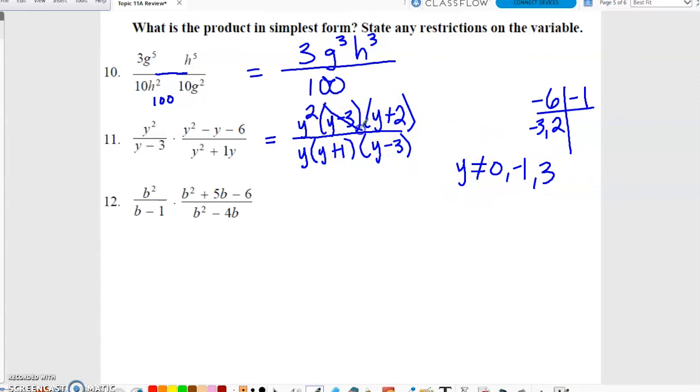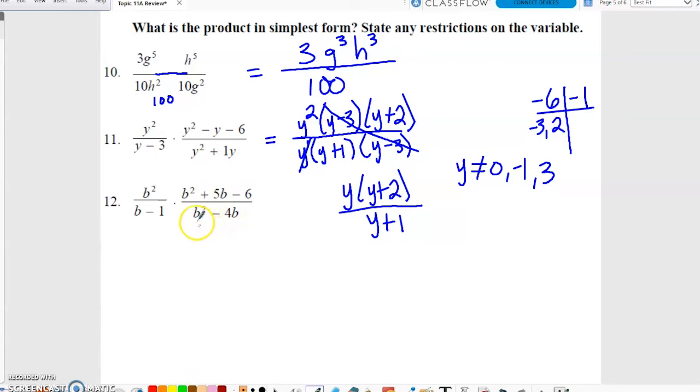Go ahead and cancel out these y minus 3's. Right here, I have a y squared on top, y on bottom, 2 minus 1 is an exponent of 1. I'm going to end up with a y and y plus 2 on top. And then on bottom, this guy goes away. We're ending up with just y plus 1 on bottom.